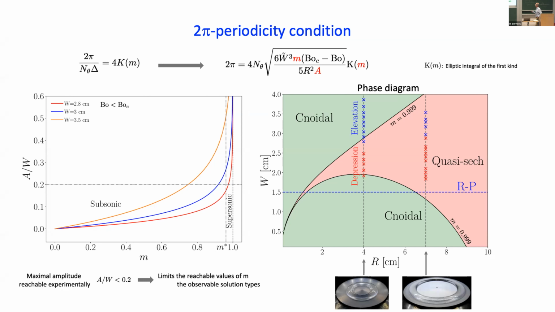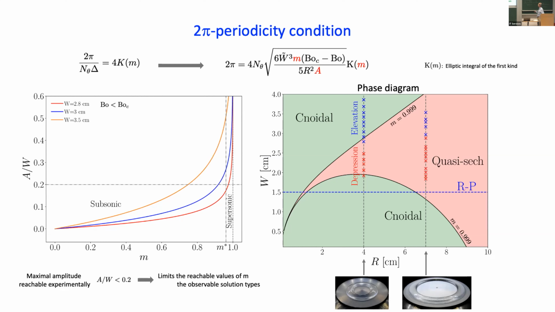Okay. Another thing that we can do is a phase diagram between the parameter W, the width of the soliton, and R, the radius of the plate. So you see that with the large plate, you can plot these 2 solid lines coming from just separating the domain from quasi-sech solution to conoidal solution, with m close to 1, 0.999. And so you have this region here.